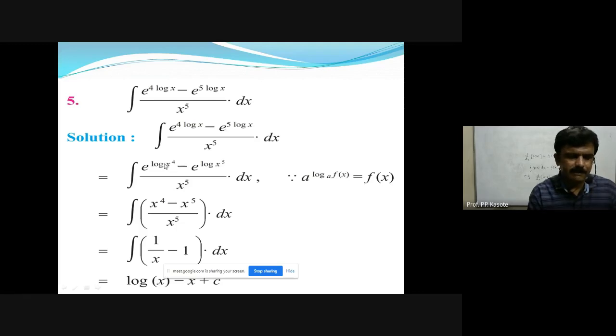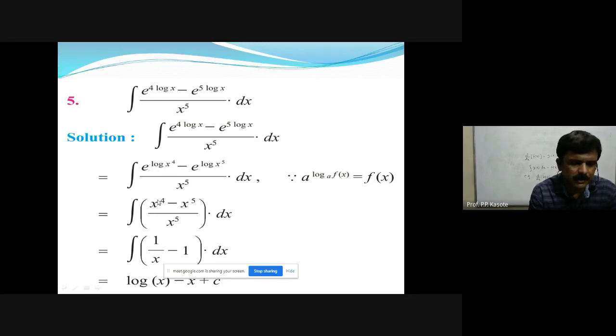Now, why we have simplified these two terms using the property of logarithm? Because we know that a raised to log of f of x to the base a is nothing but f of x only. So therefore, using this result, we can write this first term as x raised to 4 directly. E and log will get cancelled and we'll simply write x raised to 4.